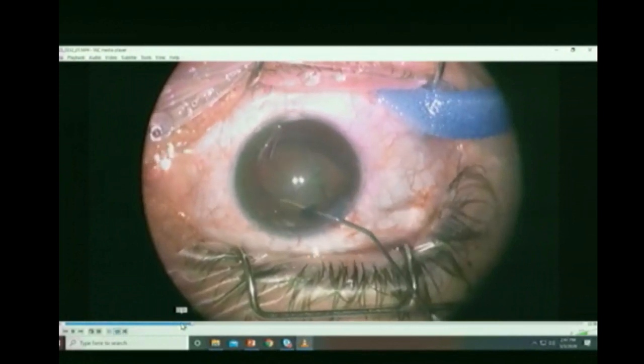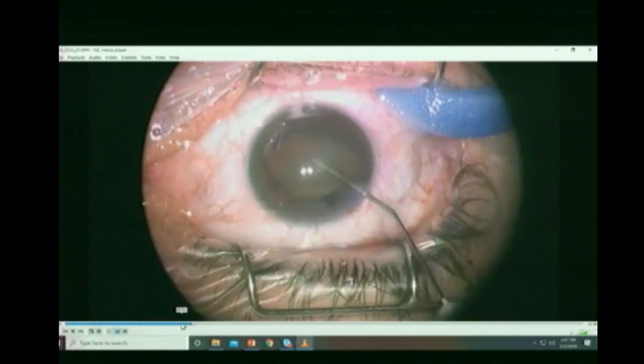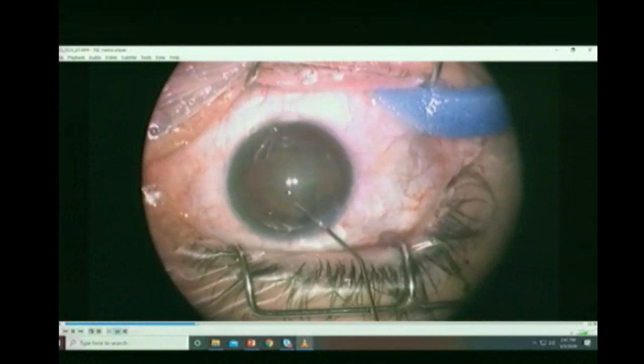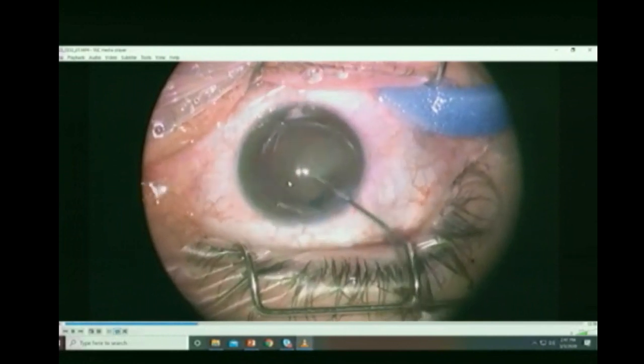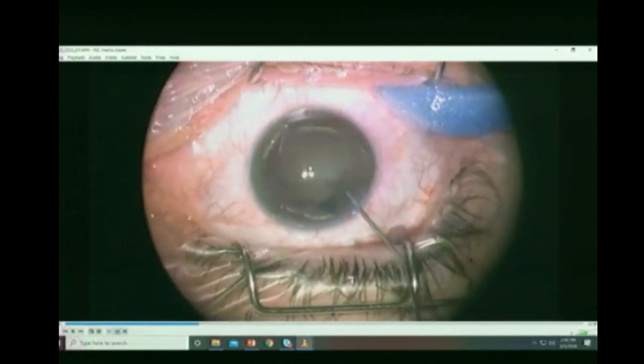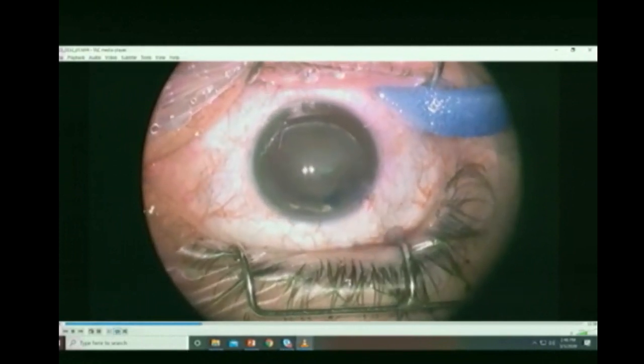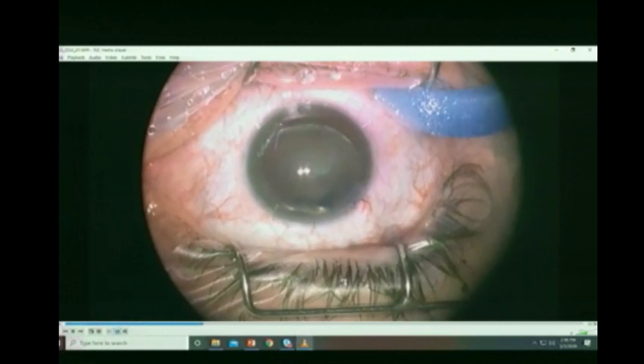To do it completely intracameral. It's a soft cataract, and if you try to push it down now, it cannot go. You try to rotate, it cannot rotate. It's just stuck like this, half in, half out, which is something we don't like because it's endangering the stability of the zonules.